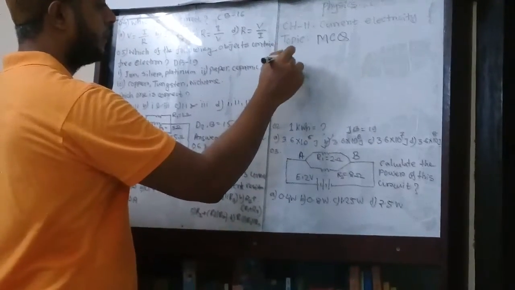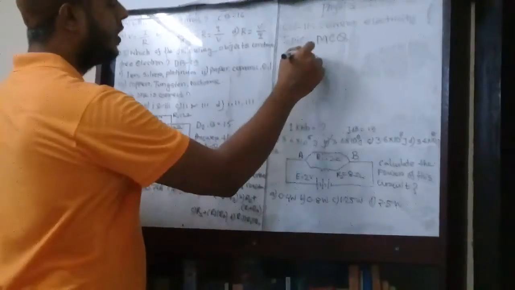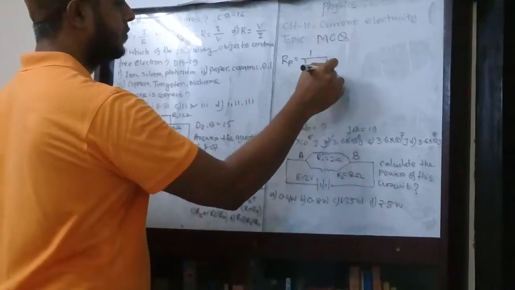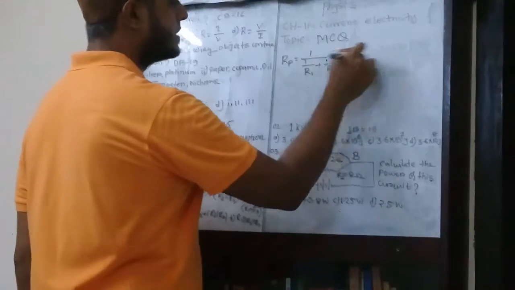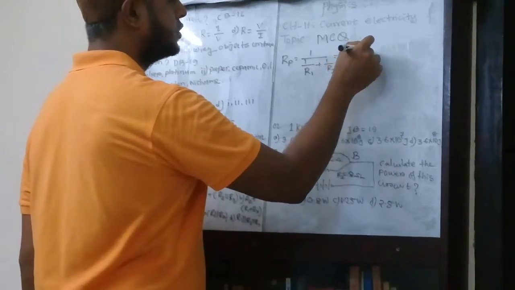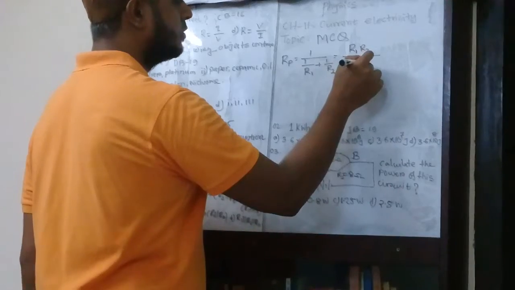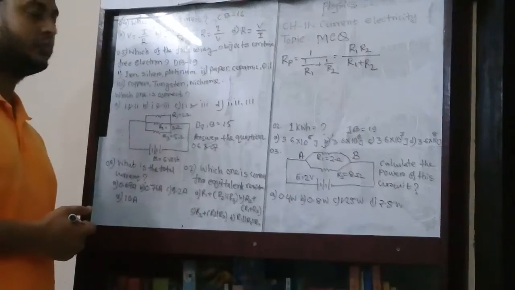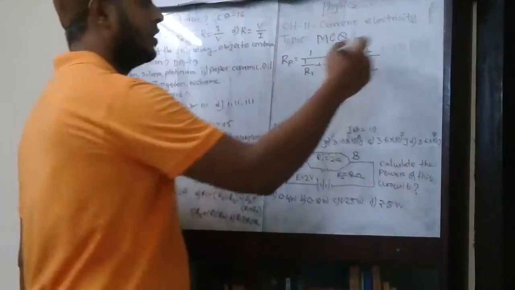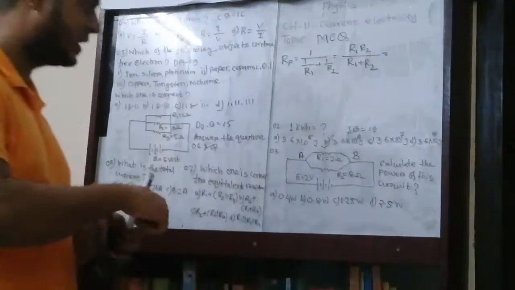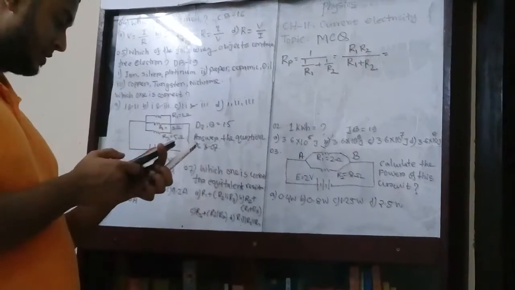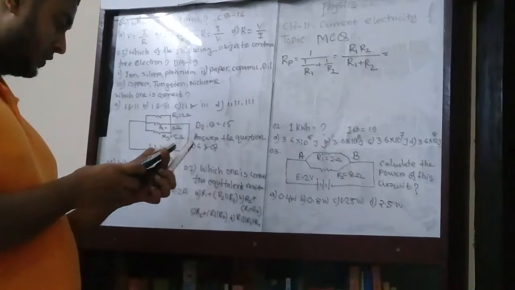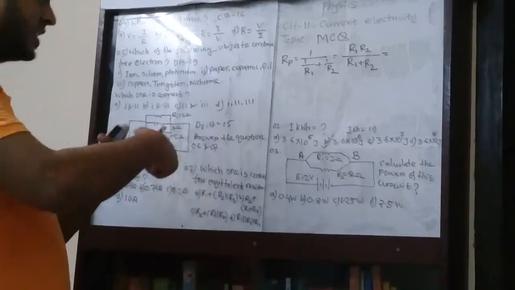So RP will equal 1 by R1 plus 1 by R2. From this we can see that RP equals R1 into R2 divided by R1 plus R2. So the total resistance of this part is 8 into 2 divided by 8 plus 2, which equals 16 by 10, so 1.6 ohm.